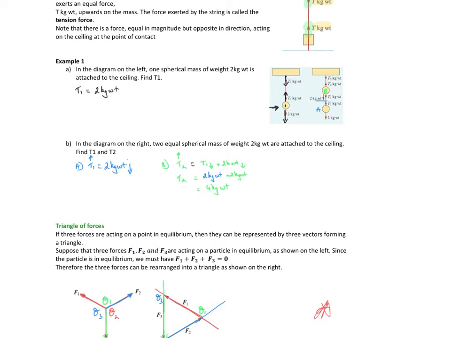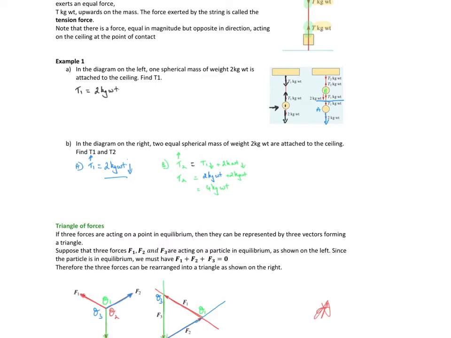We can see system A here. We're just looking at the forces acting on that particle, because we've got two different particles. So again, I've got a T1 force acting up and a 2 kilogram weight force acting down. So there's my T1 is equal to the 2 kilogram weight.